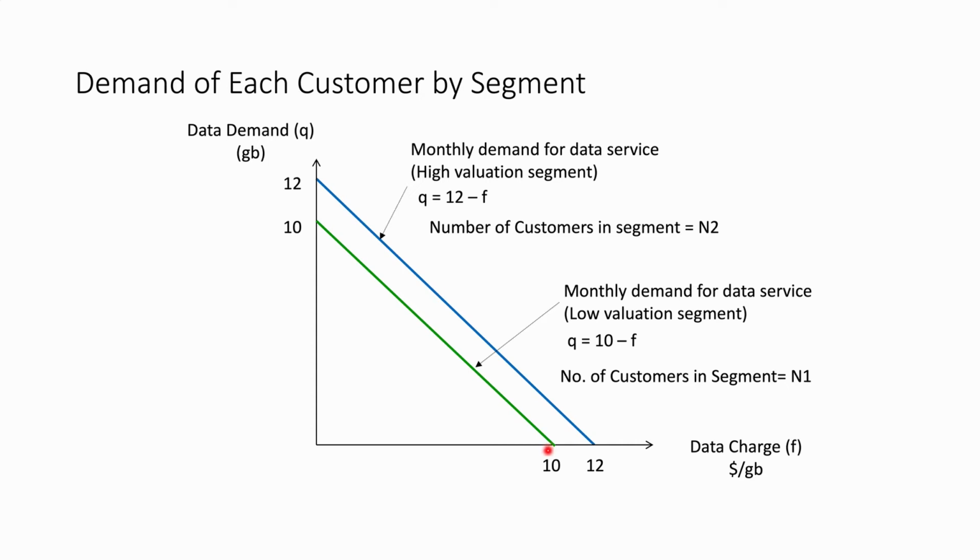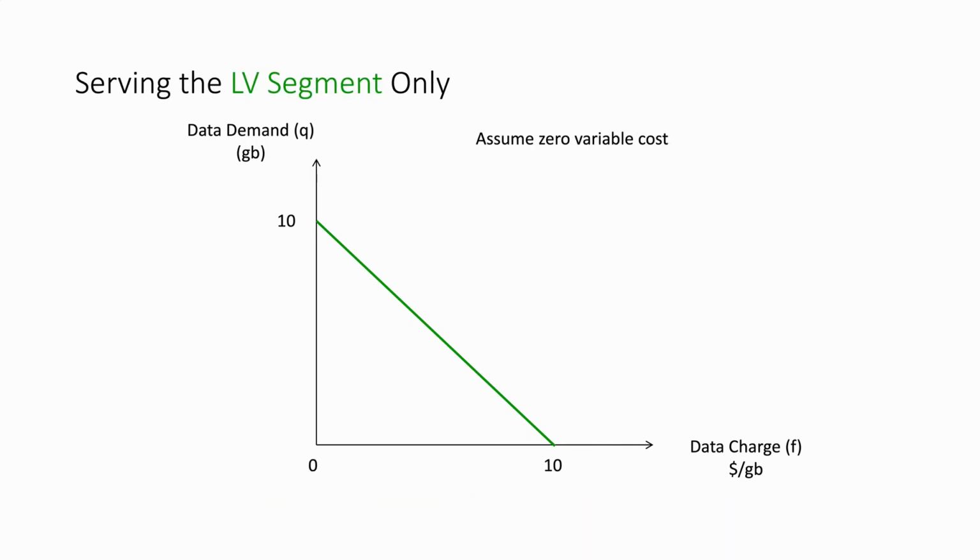For the low value segment customer, if you charge $10 per gigabyte, their usage Q equals 10 minus F would become 0. That is, if you charge $10 per gigabyte, the low value segment would drop out of the market. At $10, the high value segment would use 2 gigabytes of data. So each customer within the segment has the same demand curve. First, we consider the scenario of serving low value segments only. This is the demand for the low value segment, assuming 0 variable cost.